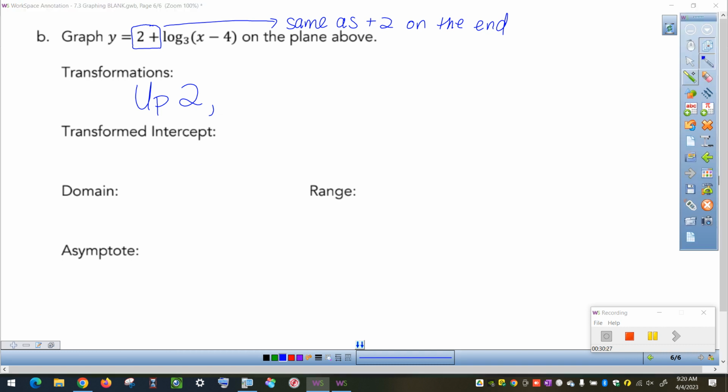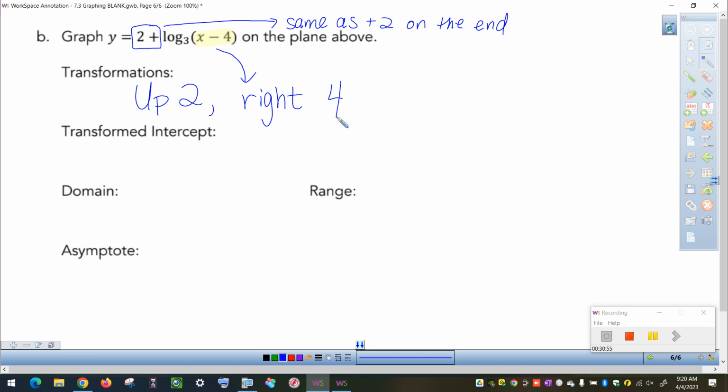All right, let's look at the next part here. So here we are subtracting 4, but it's inside the function. We know it's on the inside because of the parentheses. So that means it's going to go left or right. I want you to tell your table which one is it. If we're subtracting, is it left or is it right? Okay, it is right. We're going to go right 4 spaces.